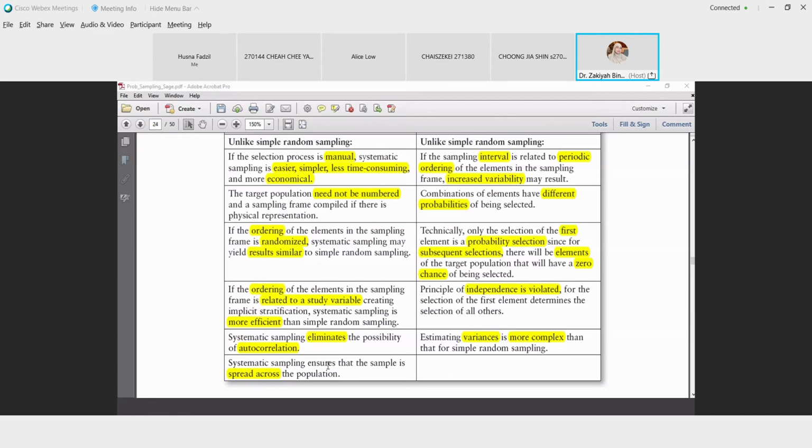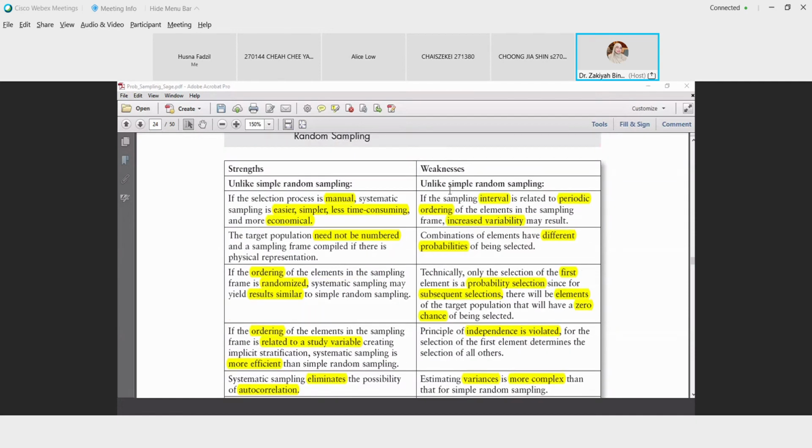Systematic sampling ensures that the sample is spread across the population, because you take based on the interval, right? So you cover from the beginning until the end. Compared to SRS, because it's random, maybe by random chance your sample is more towards the center, or more towards the beginning. Those are all the strengths.